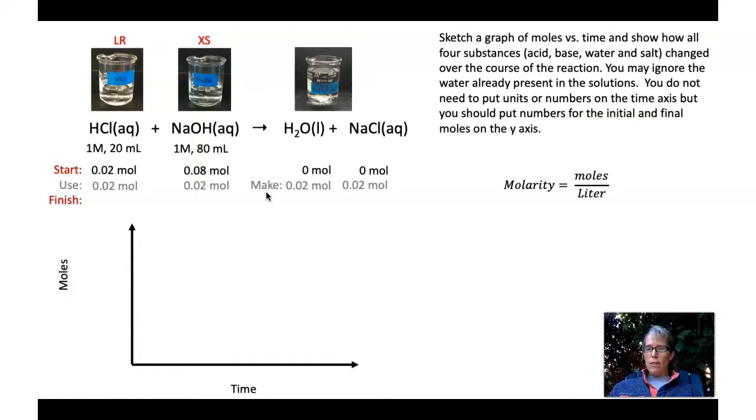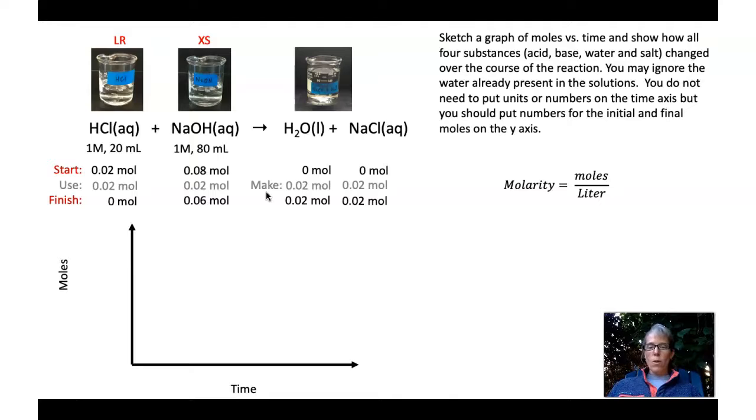All right, so now let's figure out what we have to finish. Well, as in the pictures, we have no acid left over. And if we use 0.02 and we started with 0.08, well, we're going to end up with 0.06 of the base, and we'll end up with 0.02 of the products.